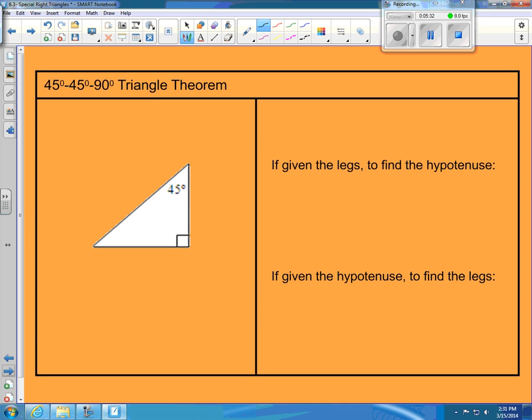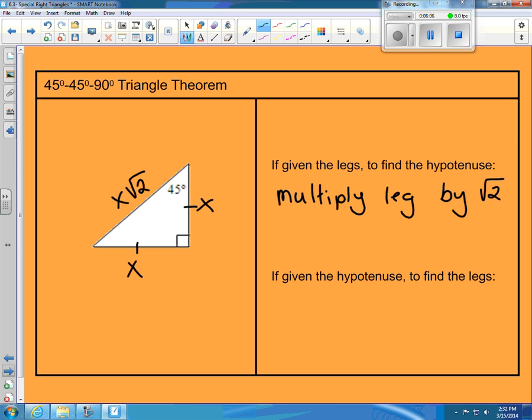So now we're going to talk about the general form of a 45, 45, 90 triangle. The sides are congruent, and we're going to call those x. So if I'm given the legs to find the hypotenuse, remember our first problem, we take our side and we're going to multiply the leg by the square root of 2. And that's going to find my hypotenuse. So my hypotenuse is x square root of 2.